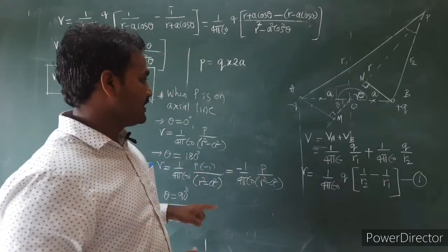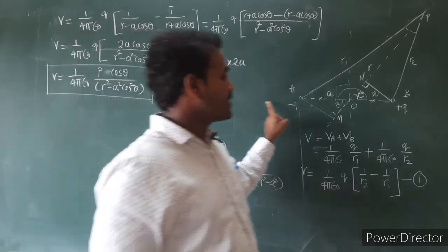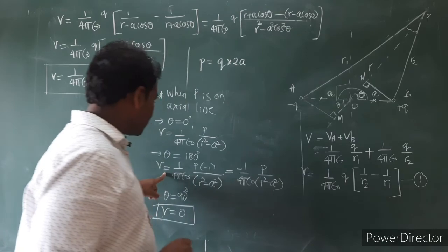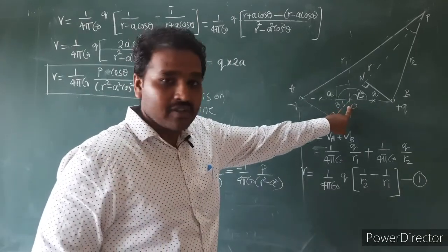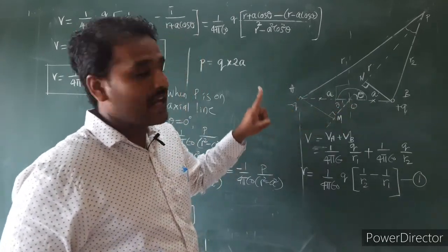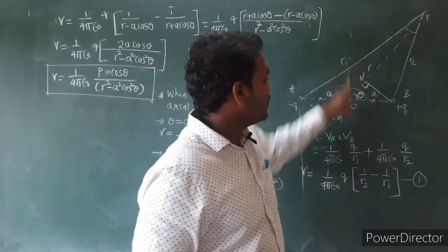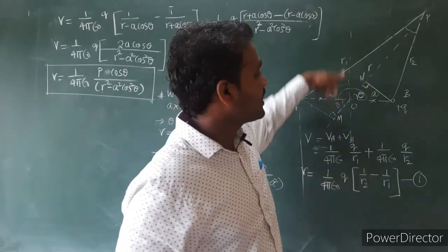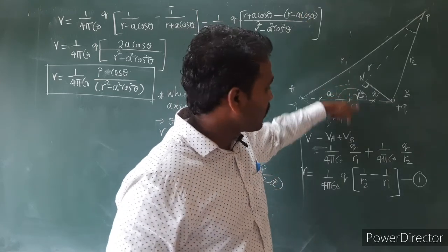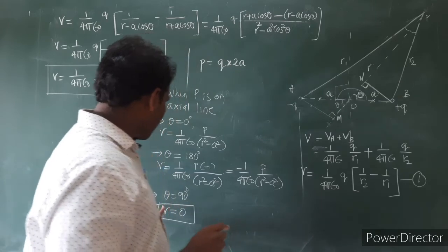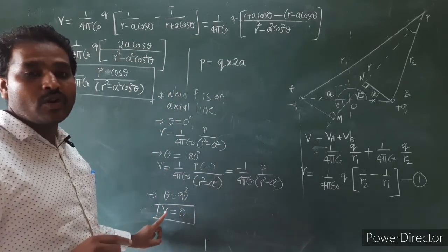So I will have three cases here. One is when the point is between the midpoint and the positive charge. The second case, that is when the point is between the midpoint of the dipole and the negative charge. And the third case, that is when the point P is along the equatorial line. It can be either along the positive y-axis or along the negative y-axis. In both the cases, this angle will be 90 degrees. So your electrostatic potential V will be equal to what?